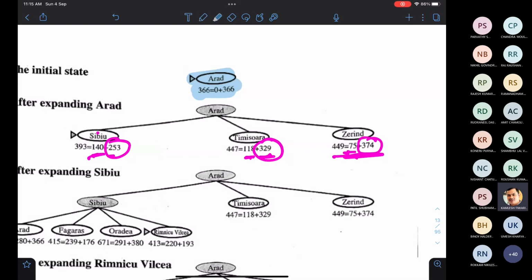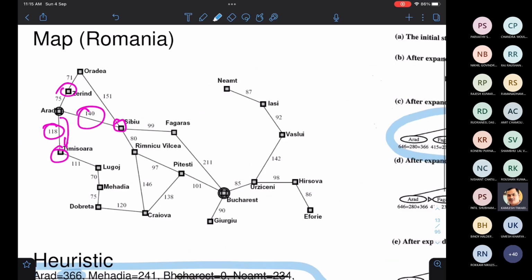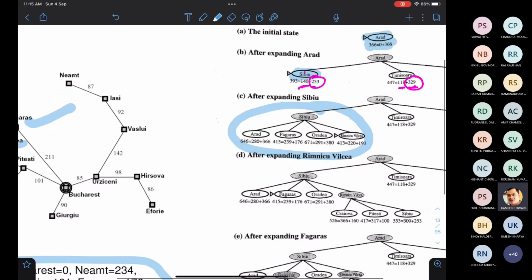The minimum one is Cebu. This is the minimum one. So next time you are going to expand this. Once again, try to understand that if you expand Cebu, where is Cebu? This. So there are Figueres, Valkia, Oradia, and Arad. These are the four places that you can go.